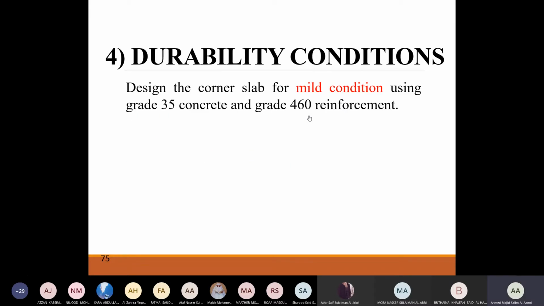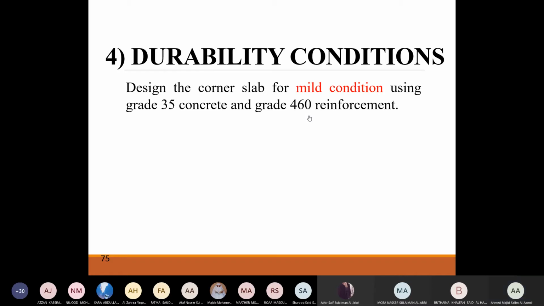After that, we went for the durability conditions, and we said that based on the question, we are going to check whether we need to find the cover. When we talk about durability, mainly we talk about the cover and the minimum dimension, which will protect our steel. The steel should be protected from either water or fire, or both. In this scenario, it says to design the corner slab for mild condition only. They mentioned the water or moisture condition, but they didn't mention fire, so we only need to check for water cover.